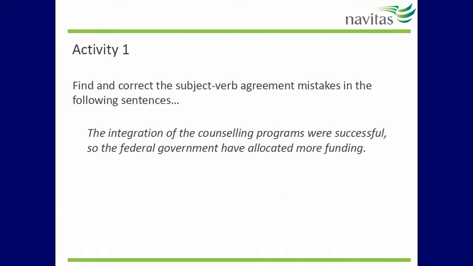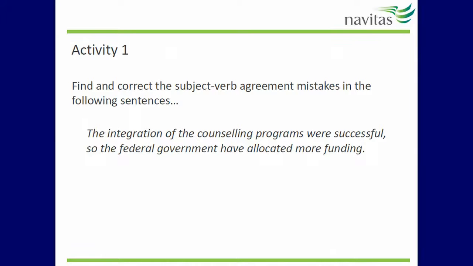Here's a sentence for you to practice on. Are there any subject-verb agreement errors, and how can you fix them? Here you can see that even though we have programs, a plural, the actual subject here is the integration, a singular subject. Also, the government is singular, so we need has rather than have.